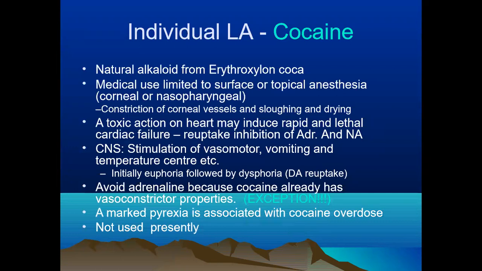Let us see individual anesthetics, like cocaine, which occurs naturally from the coca plant. Medical use is limited to topical surface anesthesia, like the cornea and nasopharynx. Constriction of corneal vessels causes sloughing and drying, and toxic action on the heart may cause rapid cardiac failure.